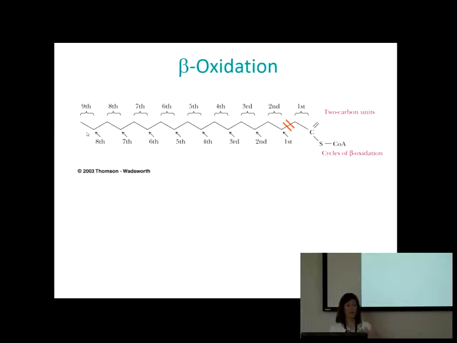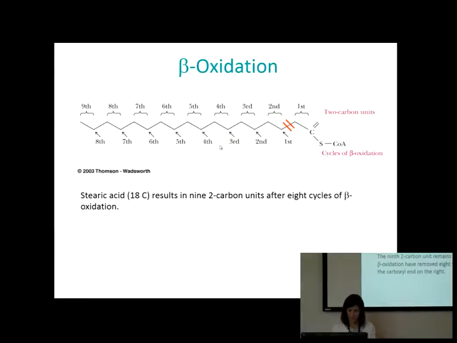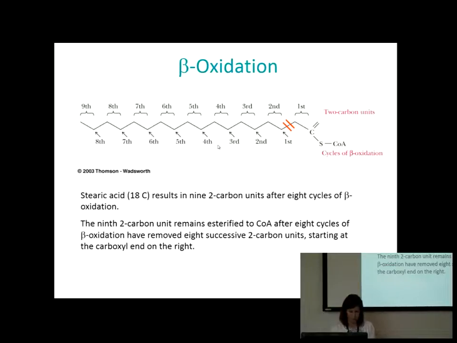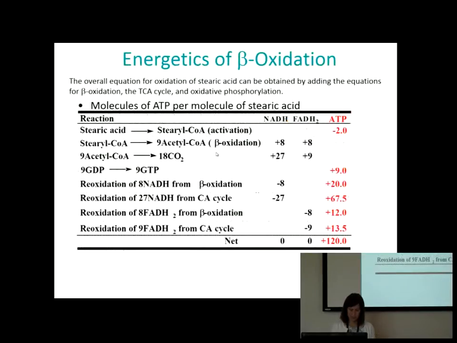So I need you to know, I give you a number, or say I give you 20. You know that you're going to get 10 acetyl-CoAs, but how many cycles? How many NADHs are you going to get? 9. FADH2s, 9. So you're going to know from that.